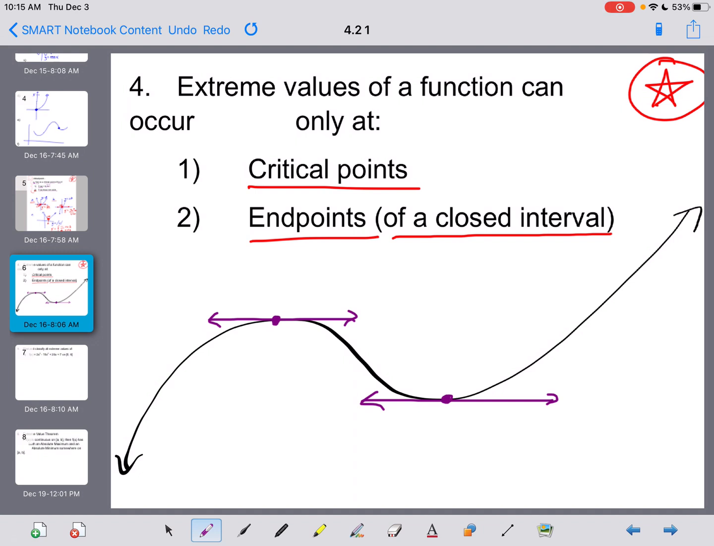The way I've drawn this right now, those are the only possible extreme values. And it looks like this first one that I drew is a relative maximum, and it looks like the second one that I drew is a relative minimum.